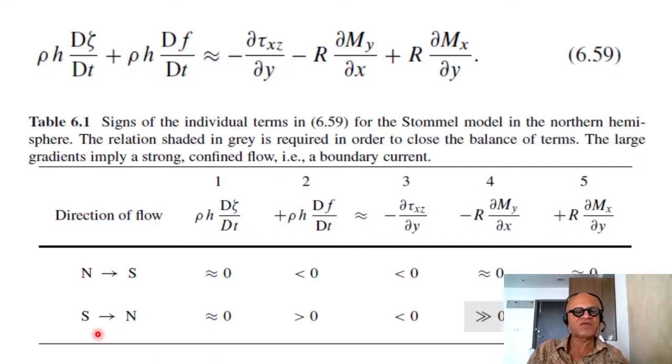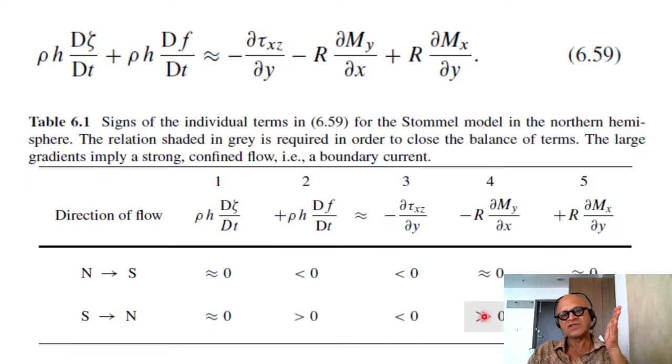Whereas in the flow that's going from south to north, you again have vorticity that is almost equal to 0, but this time df dt term is greater than 0 because Coriolis is increasing. Wind stress gradient is again less than 0 as before, but now because you are at the boundary, you have the dmy dx term being much greater than 0. So the vorticity generated here in the north to south interior flow is required to be balanced. So these two are almost going to cancel, greater than 0, less than 0.